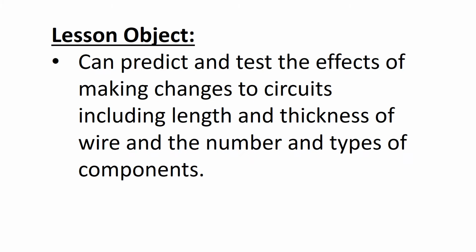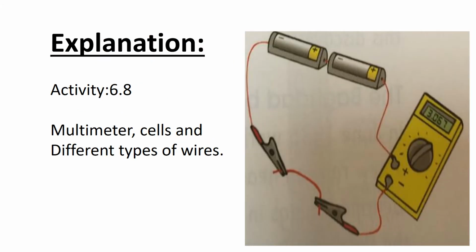Here is my lesson objective. It says that you can predict and test the effects of making changes to the circuit, including the length and the thickness of the wire and the number and the types of the components. The number and the types of the components we have already done, and now we are talking about only the length and the thickness of the wire.